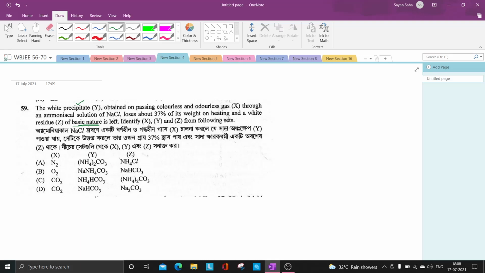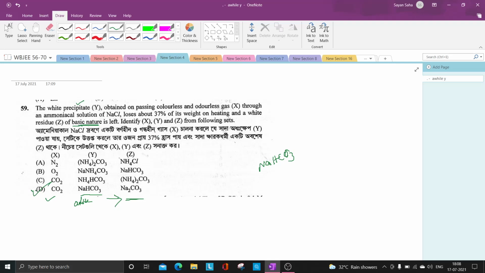So you know that when sodium bicarbonate is heated, it gives a white residue. So this is the white precipitate. This when heated gives you the solid residue. This is the clue of the question. And you also know that this odorless gas is CO2. When it is passed through an ammoniacal solution of NaCl, this gives you NaHCO3.